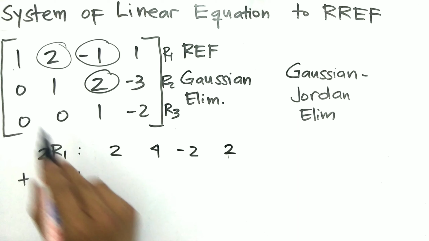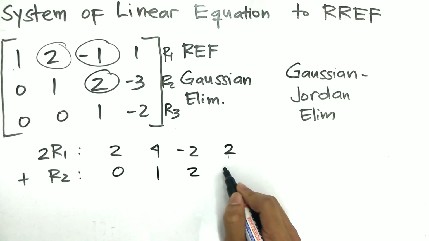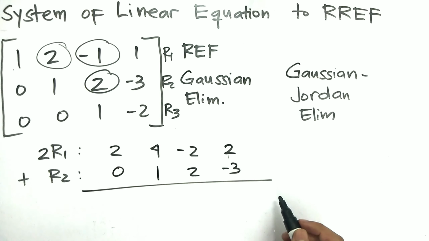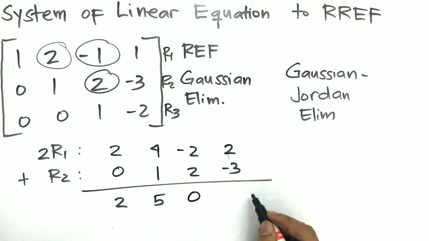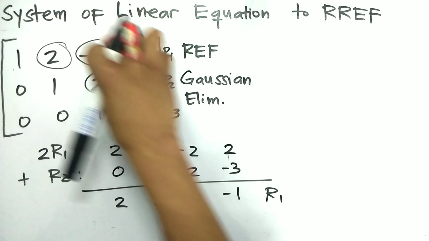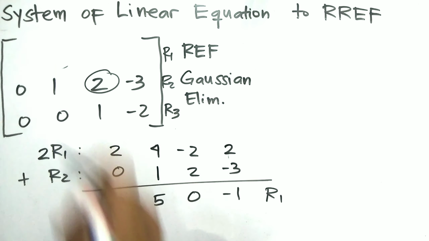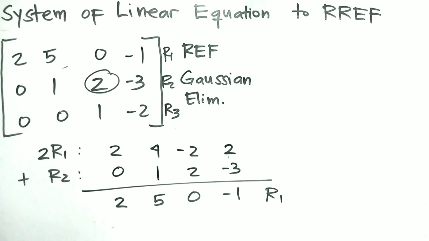And let's just copy row 2. This is 0, 1. This is positive 2 and negative 3. Adding these two rows, we will have 2. This is 5, 0. And we have 2 minus 3 is equal to negative 1. So we have already transformed the first row into this. This is already our first row. Let's change this first row. This would now be 2, 5, 0, and negative 1.